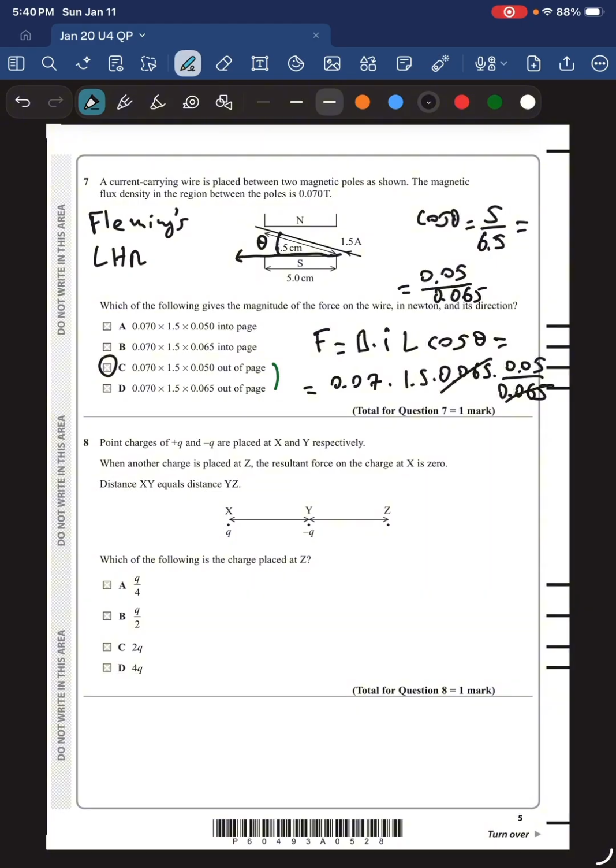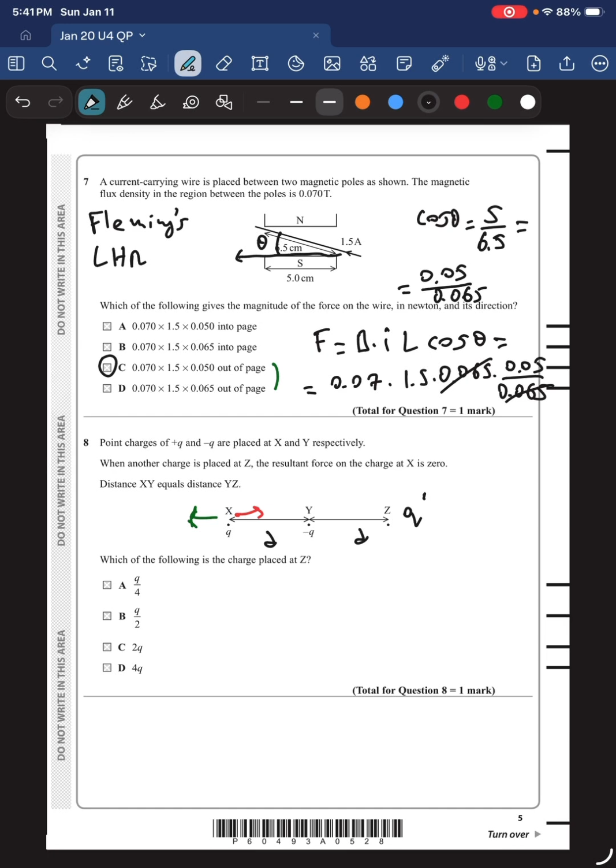Question 8. Point charges of plus Q and minus Q are placed at X and Y respectively. When another charge is placed at Z, the resultant force on the charge at X is 0. Distance XY equals distance YZ. Let's call this distance D, so this is also D, and let's call the mystery charge Q prime. We know that it's positive, because the negative charge is going to attract the positive charge Q, therefore Q prime has to be positive to provide a force in the opposite direction.